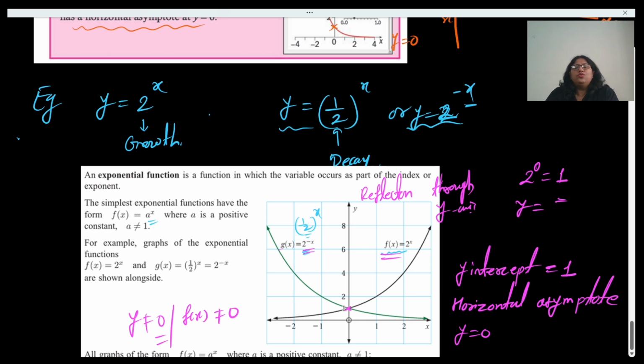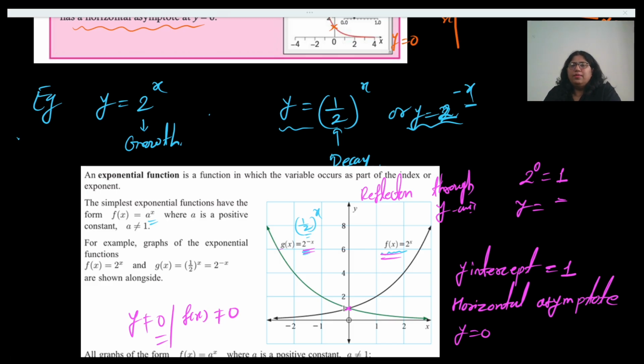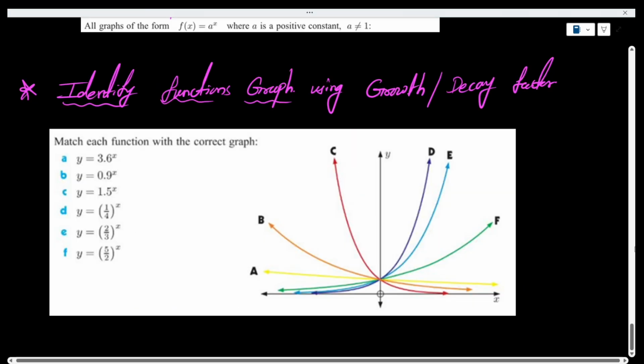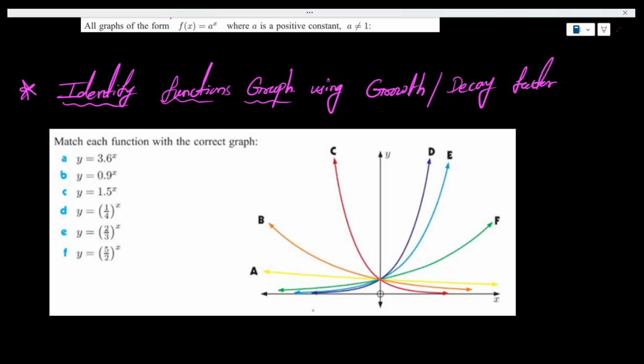It is reflection through the y-axis. Now here, if you will see, these are exponential functions, right? So all these things, if you will see, these are the graphs. There are A, B, C here, all of these are going to be decay, representing exponential functions representing decay.